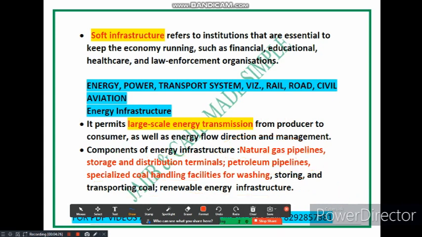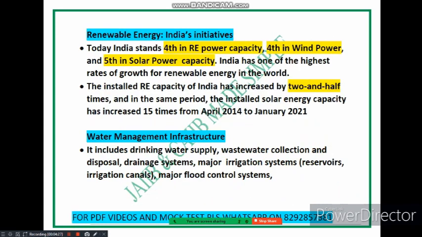Now let's come to the next slide. We are discussing energy infrastructure. Basically, energy infrastructure is essential for efficient production, transmission and distribution of various energy resources. It allows energy to be transported from producer to the consumer, and it enables the management and direction of energy flow. We have talked about some examples. Now let's talk about renewable energy, and what is India's initiative.